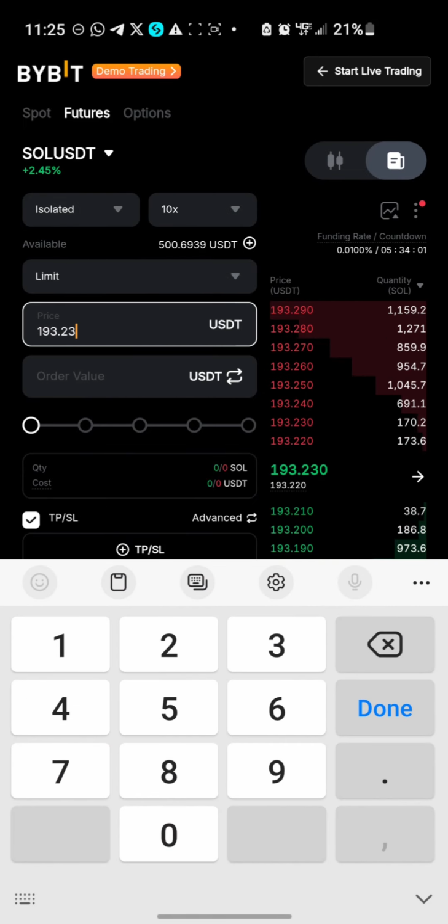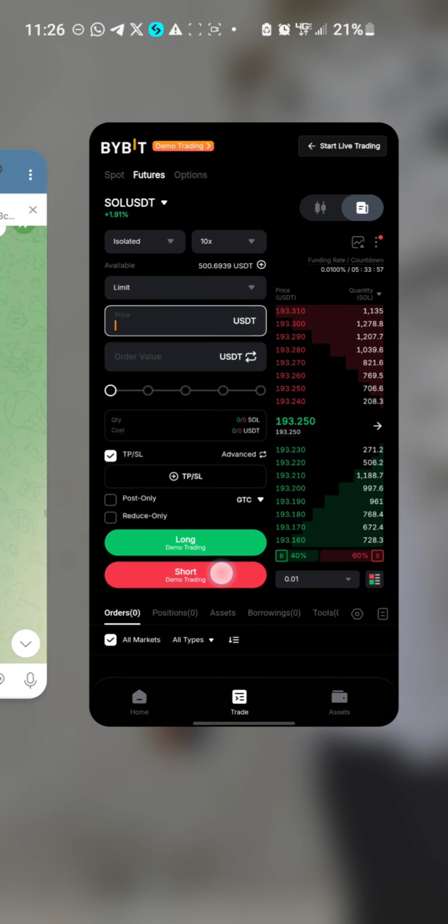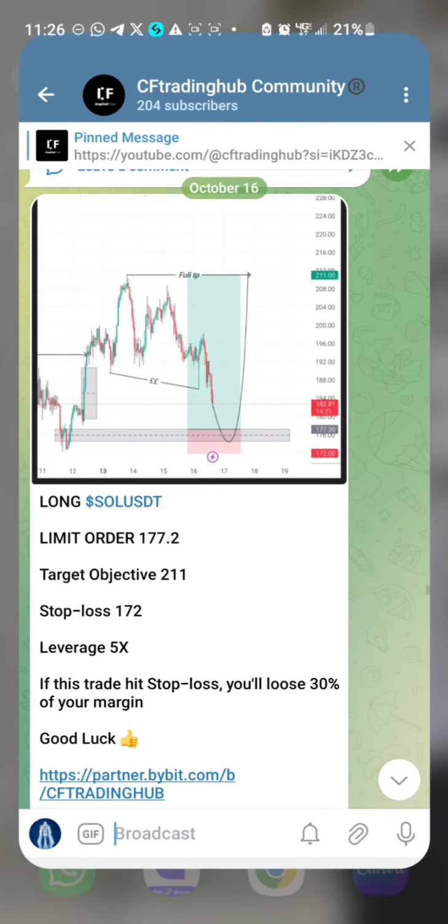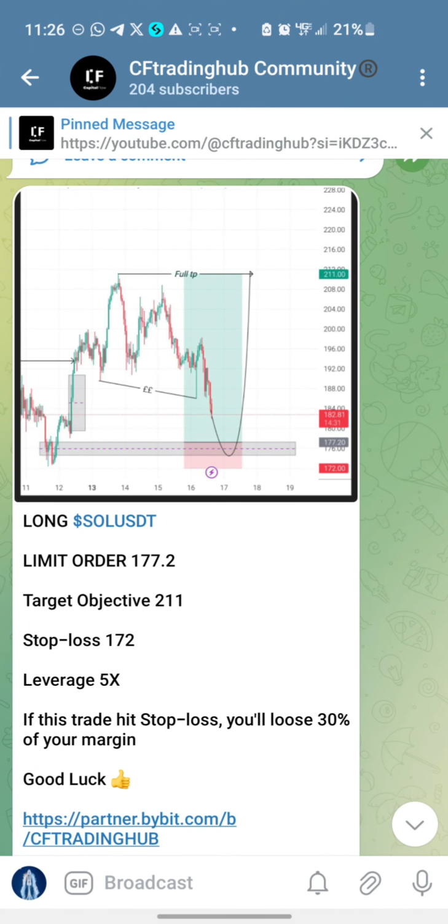For the sake of this video, I'll be using Sol USDT, a signal that was dropped in our community. So let's go and type out the limit order. You can see this signal here. You have long Sol USDT, the type of order is limit order, and the entry price is 177.2. The target objective is 211, and the stop loss is 172, using 5x leverage.